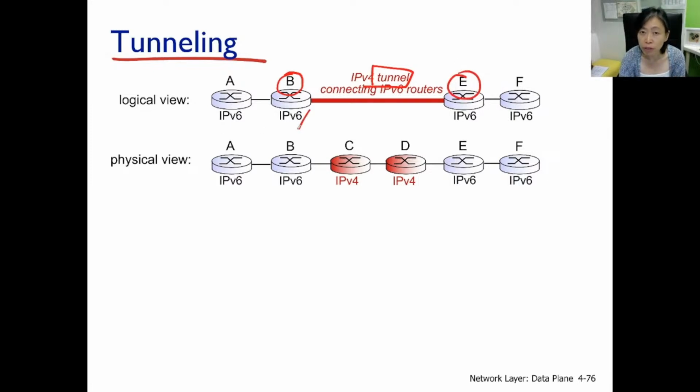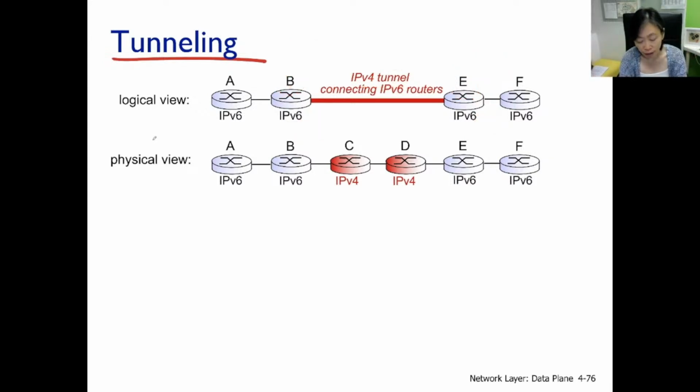They implement version 6 for sure, but also version 4 as well. Therefore, B and E both carry an IPv6 address as well as an IPv4 address. By setting up the tunnel, B now records E's version 4 IP address, and E records B's version 4 IP address. So essentially the two ends exchange the IPv4 addresses. Usually this is done offline by the network admins.